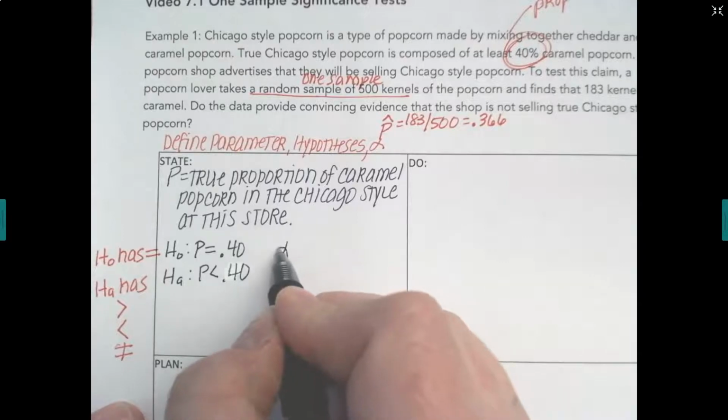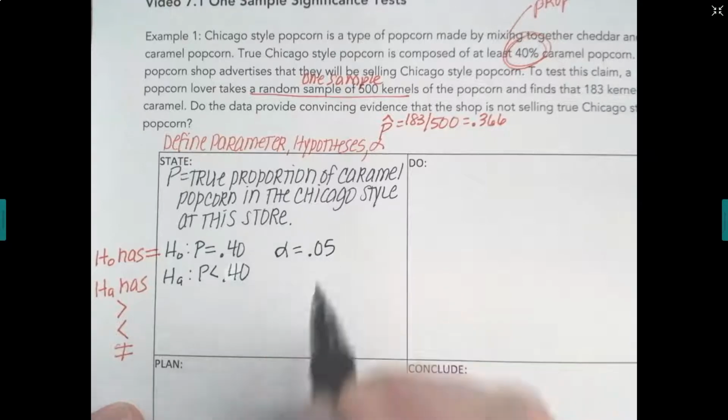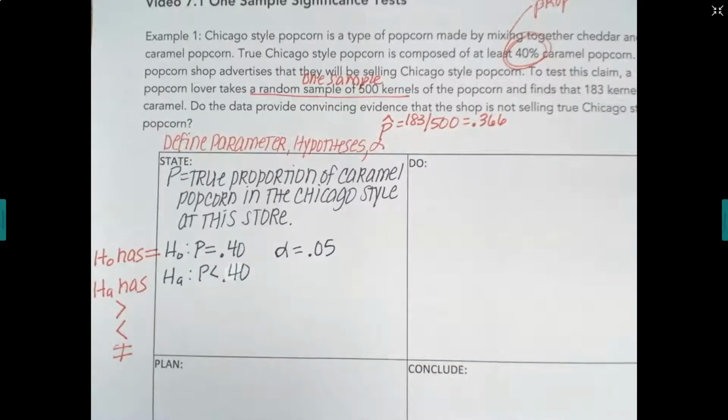And we want to include our alpha. It is not stated here for us. If they don't tell you, generally you're going to use 0.05. If it's something life challenging, something that can kill you or harm you in some way, that would be a 0.01. But primarily we're using 0.05.